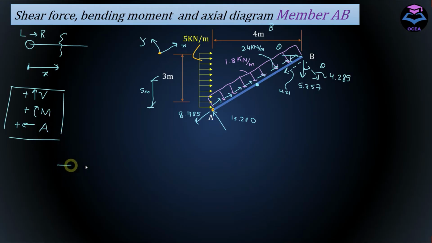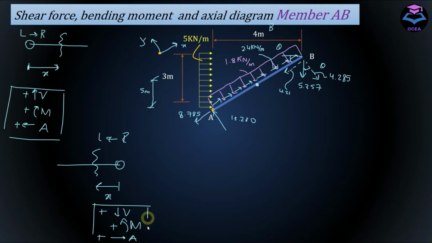And on the other hand, if I have a member and I cut a section and take a coordinate from this end of the member, that is if I'm moving from right to left, then in this case downward shear force will be positive, counterclockwise moment will be positive and rightward axial force will be positive. So it's entirely up to you from which end you take the coordinate. You can take it from the left hand side or the right hand side, it doesn't matter. They will give you the same shear force, bending moment and axial diagram.